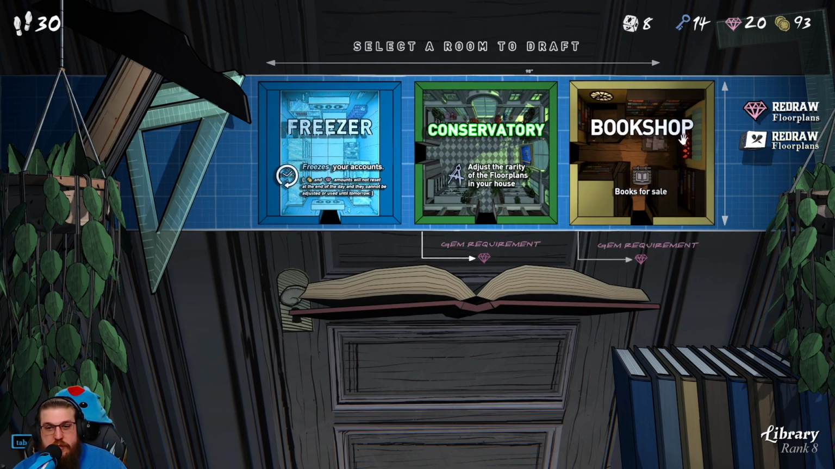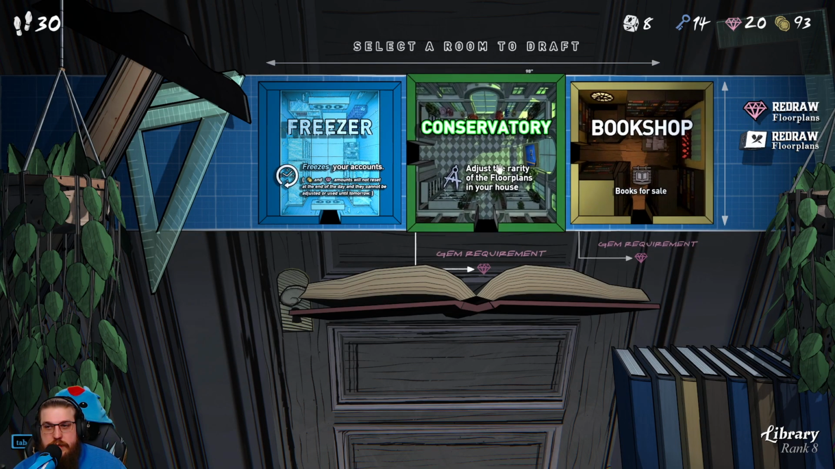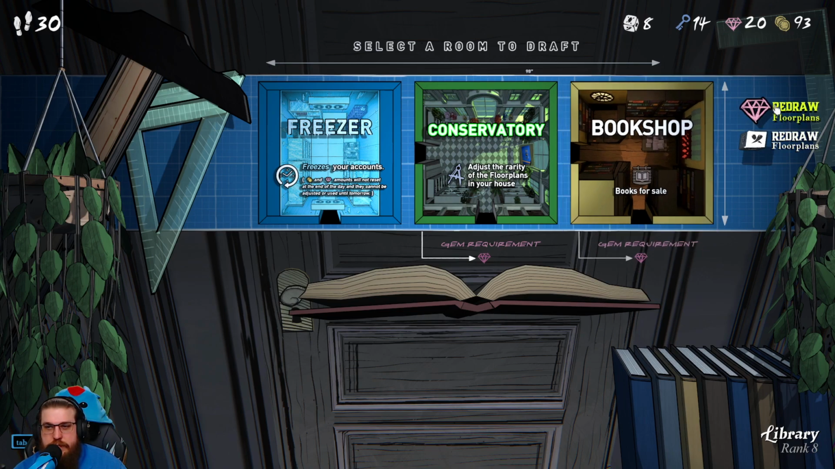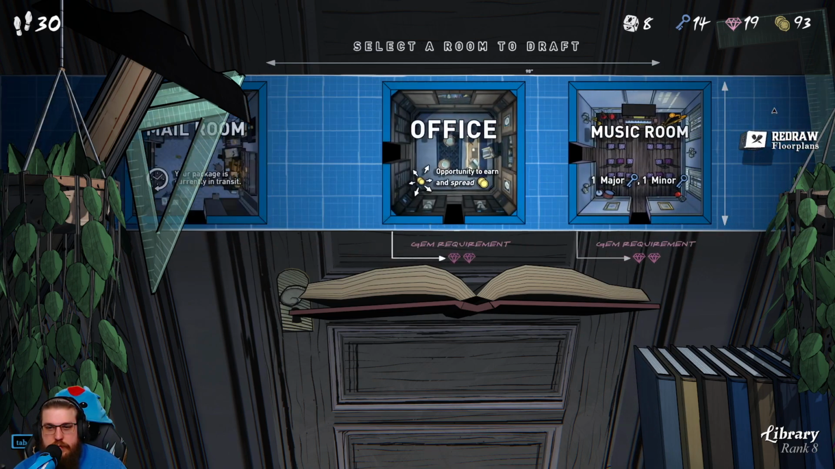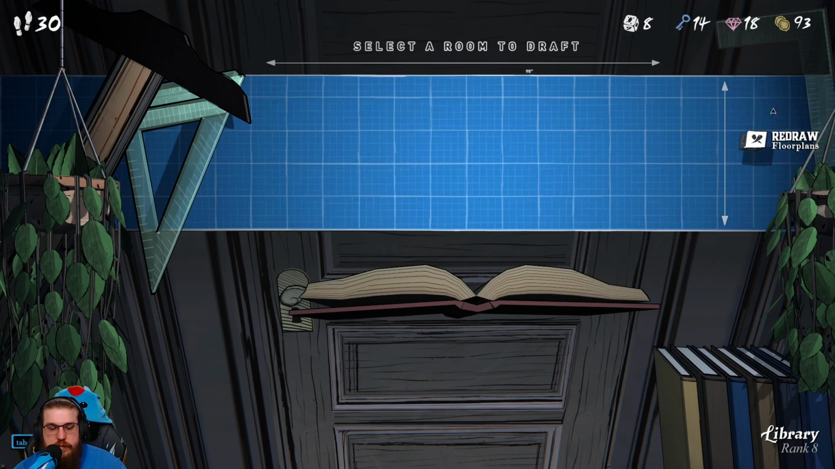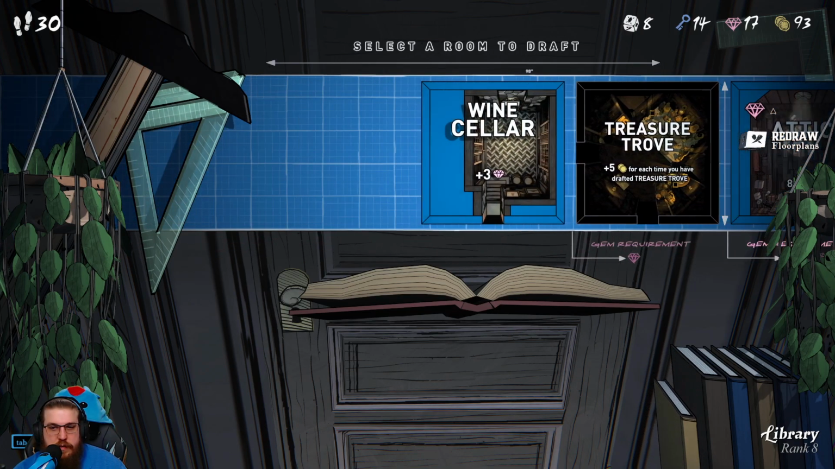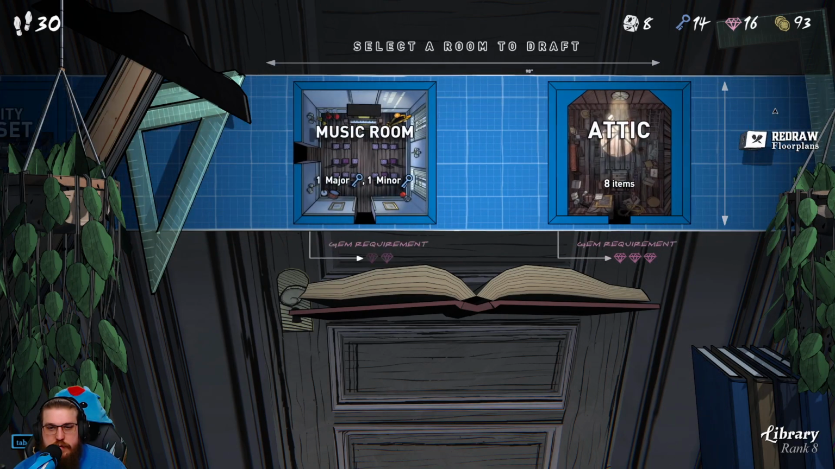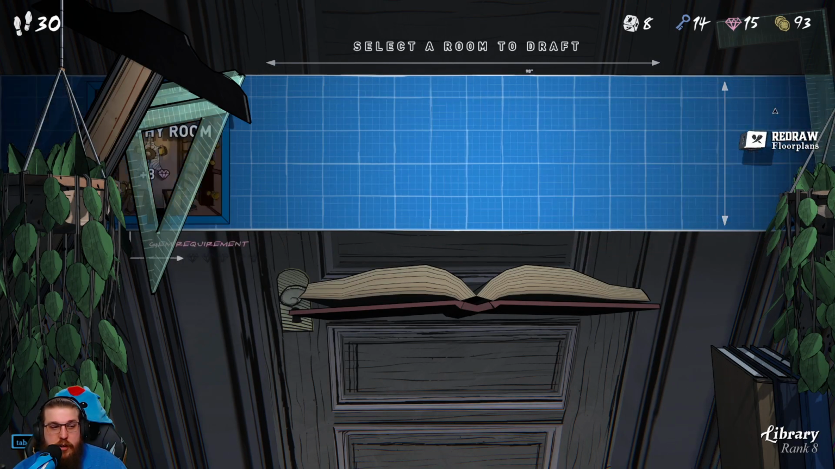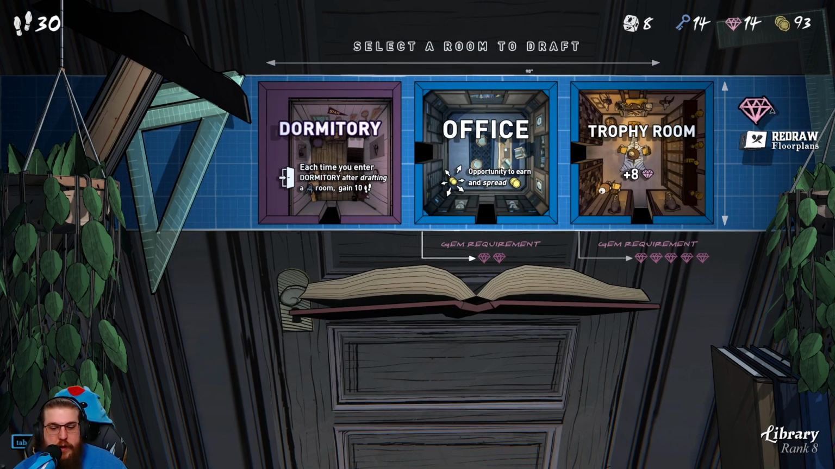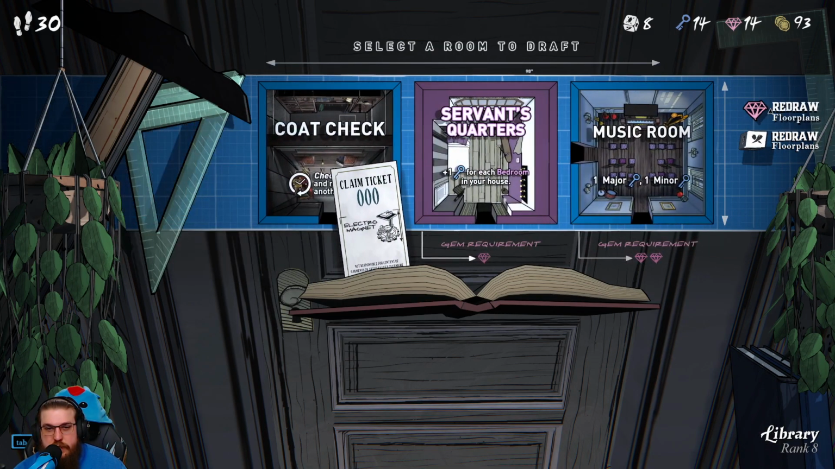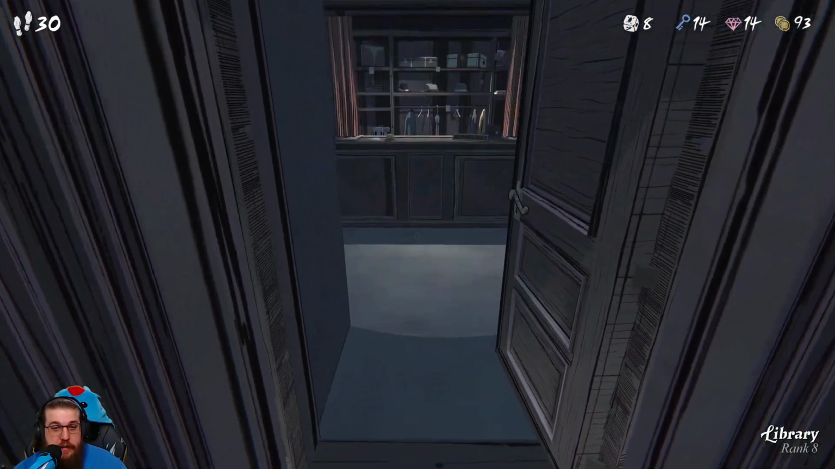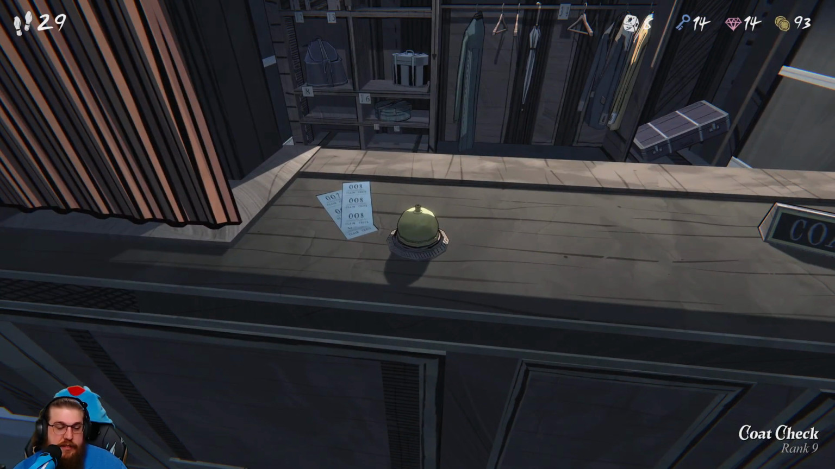I kind of want the freezer too, but I need coat check first. The bookshop. Redraw. No. No. No. Also, a drink from time to time, very good clue in hindsight. I didn't figure it out from that, but excellently played.